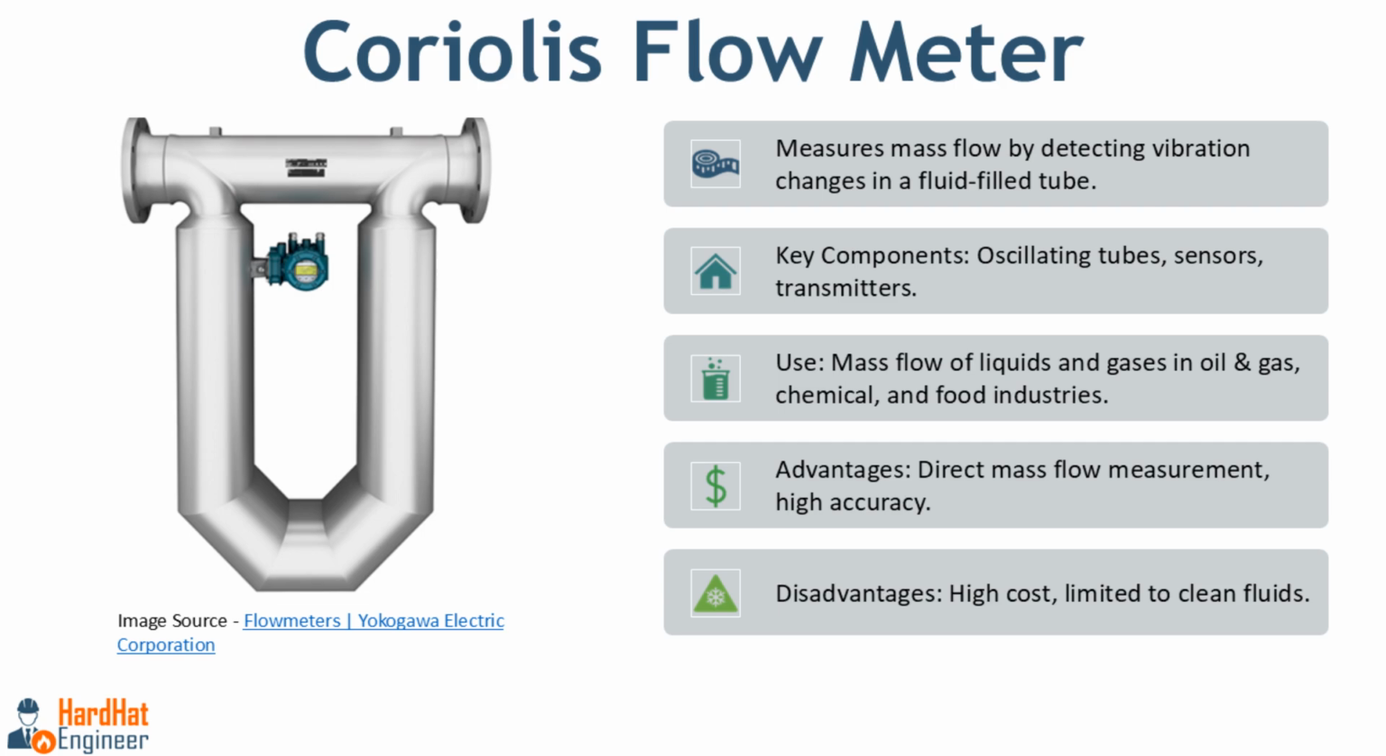The key components include the oscillating tubes where the fluid flows, along with sensors and transmitters that monitor the vibration changes and convert them into flow rate measurements. Coriolis meters are widely used for measuring the mass flow of both liquids and gases, especially in industries like oil and gas, chemical processing, and food production. Their major advantage is the ability to directly measure mass flow with high accuracy. However, they tend to be expensive and are best suited for clean fluids, as they may not perform well with fluids containing particles or contaminants.